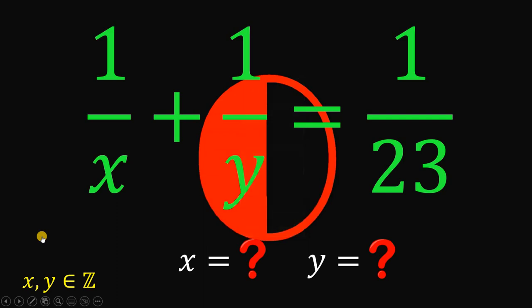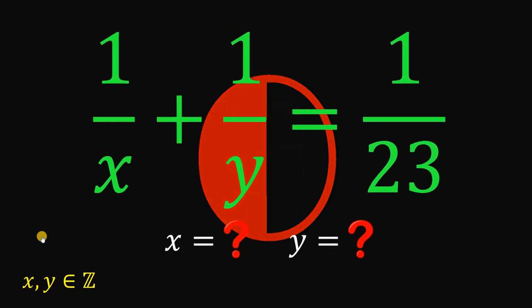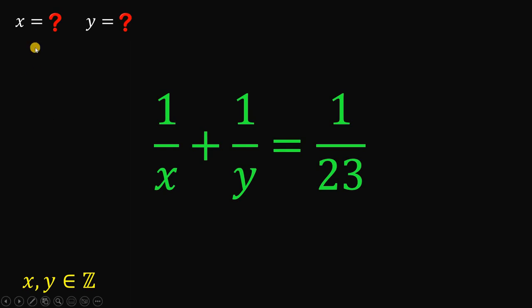And now, let's answer this question together. So, our goal is to solve for the values of x and y, given that 1 over x plus 1 over y equals 1 over 23, wherein x and y are both integers. Now, how are we going to answer this kind of question?